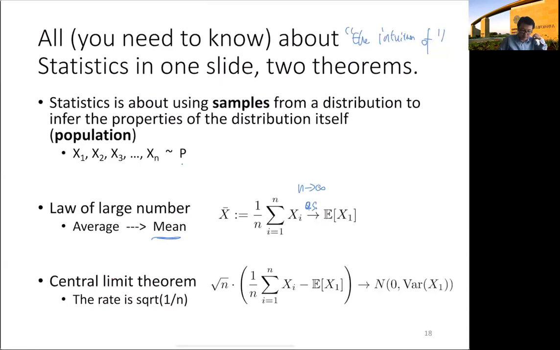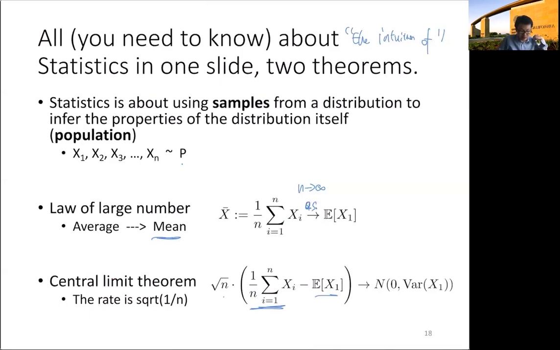There's also something that tells you how quickly it converges to the mean, right? The average converges to the mean at a rate of 1 over square root of n as n goes to infinity. Moreover, it actually converges to a normal distribution. So that's called the central limit theorem.